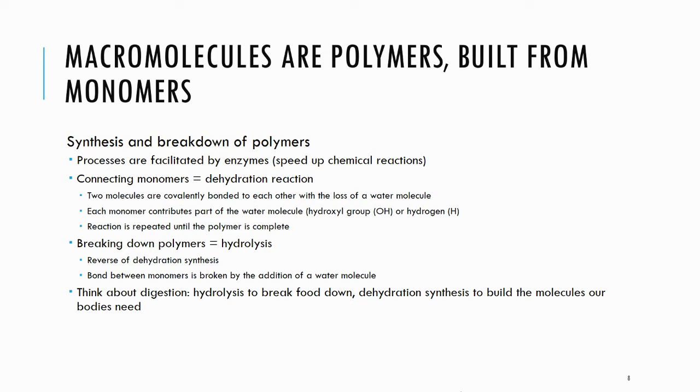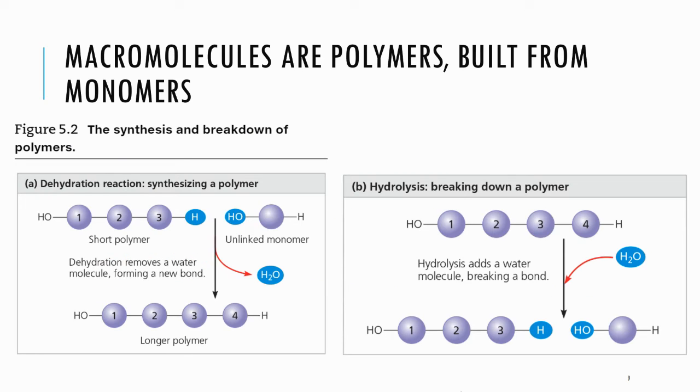The breakdown of polymers is called hydrolysis, which is essentially the reverse of dehydration synthesis. Here, the bond between monomers is broken by the addition of a water molecule. So if we think about digestion, hydrolysis is used to break food down, and dehydration synthesis is used to build the molecules that our bodies need. Here you can see a picture example of both the dehydration reaction and hydrolysis.